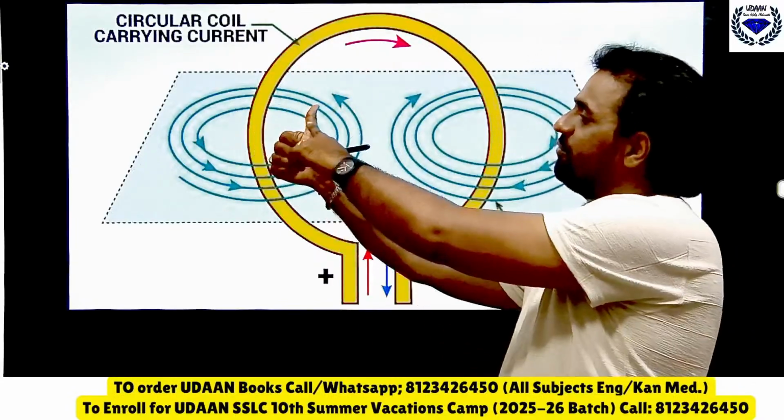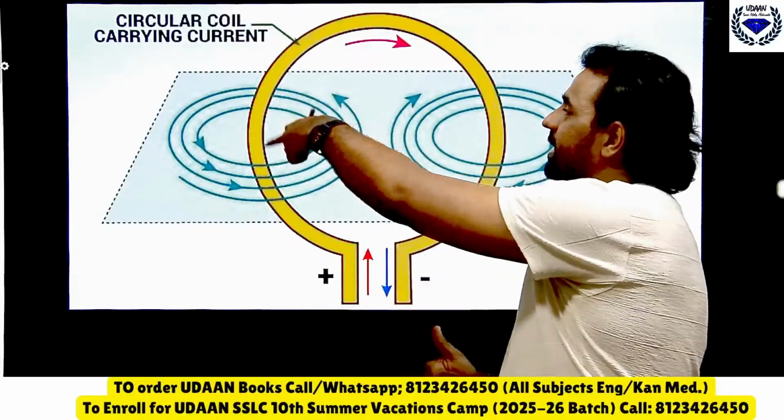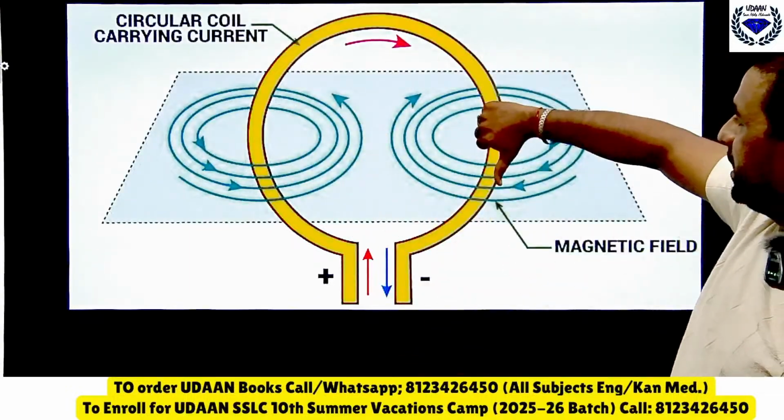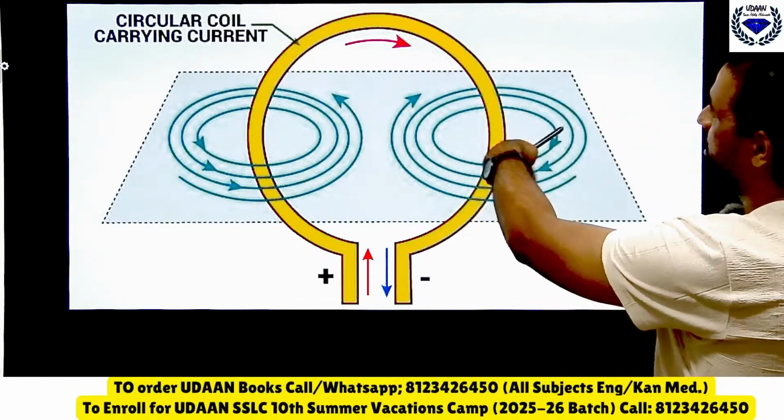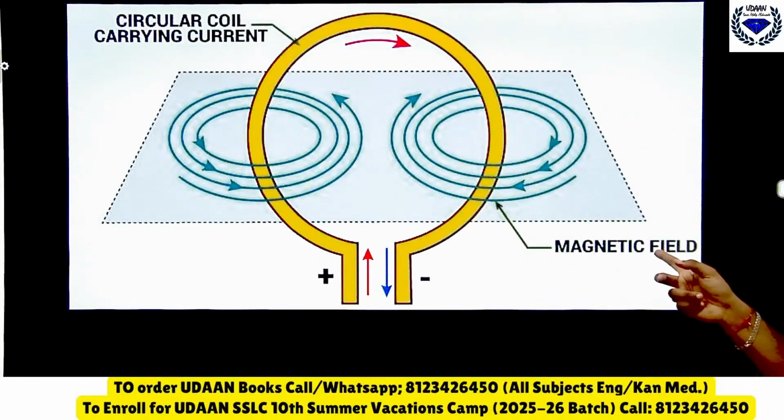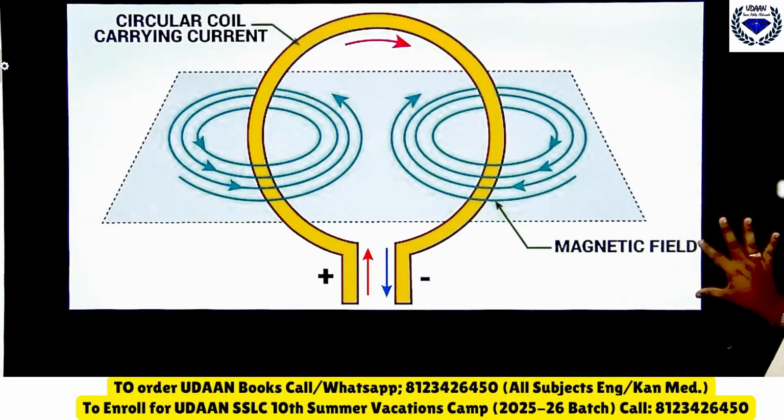So you can see the fingers are wrapped this way, so it is anti-clockwise. Similarly, the current is flowing like this here. The wrapped fingers indicate clockwise. So they will give the direction, and you have to write this in the exam. Okay.